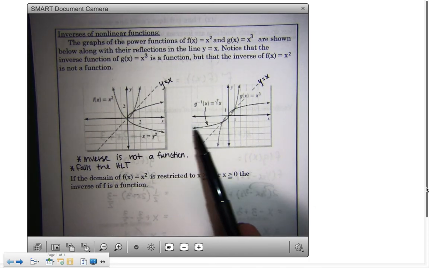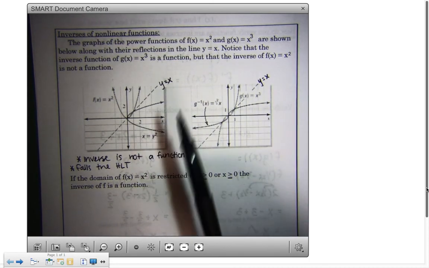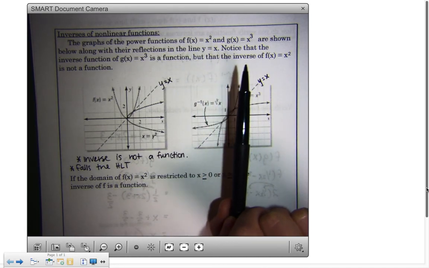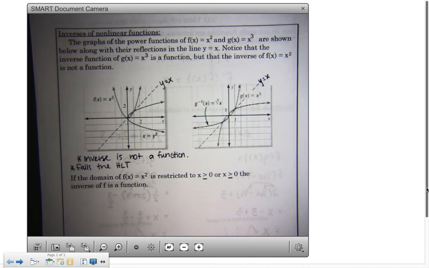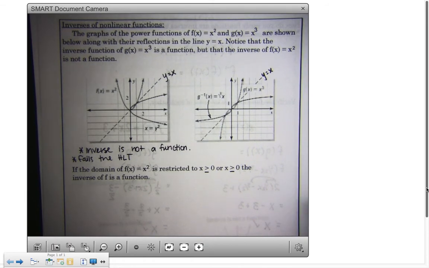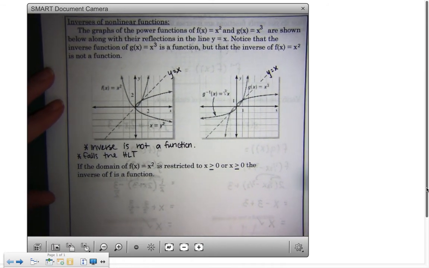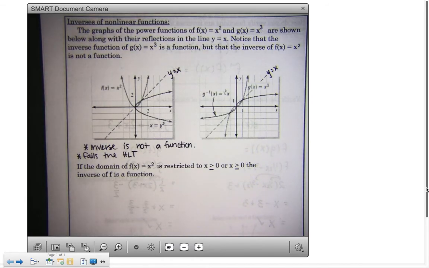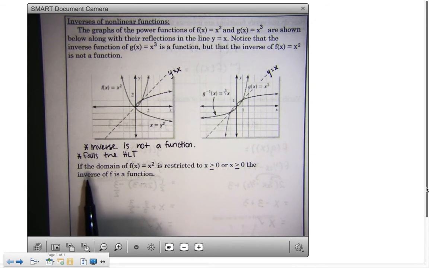Now, the inverse of the cubic function is a function. If you do the horizontal line test, every input has exactly one output. So if we know that a function's inverse is not going to be a function, we can do what we call restrict the domain.